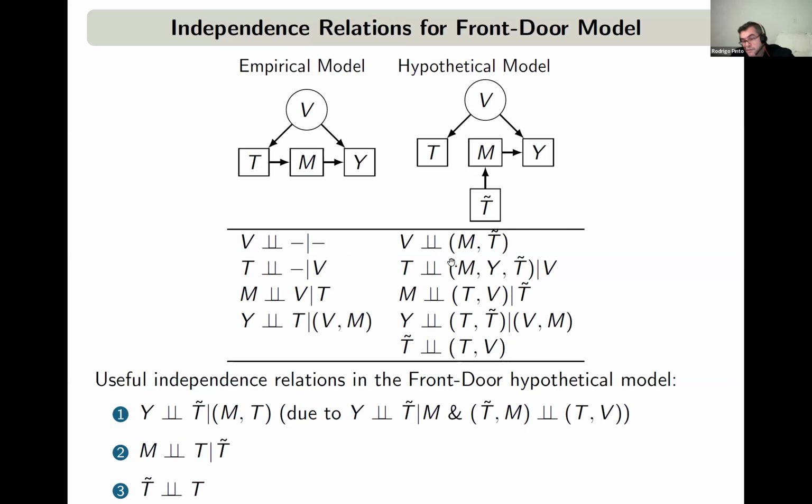The models imply different statistical independence conditions. In the statistical independence conditions, I seek conditions of the type Y statistically independent of T tilde, conditional on T, or vice versa. And I have these three here: Y statistically independent of T tilde, conditional on M and T; M statistically independent of T, conditional on T tilde; and also T tilde statistically independent of T. This will always happen in this type of model.